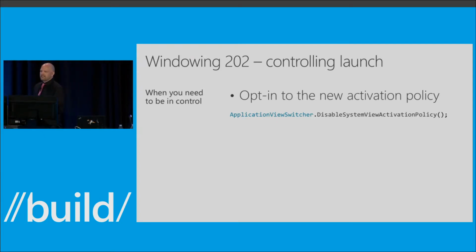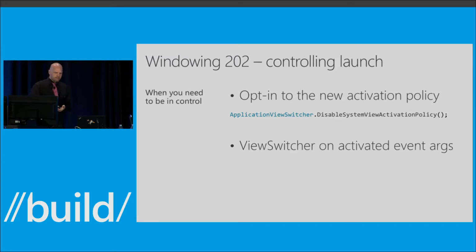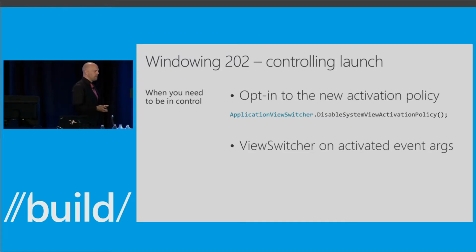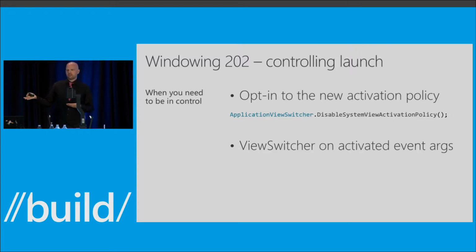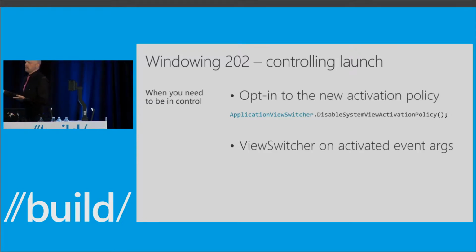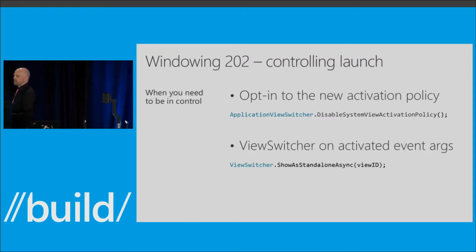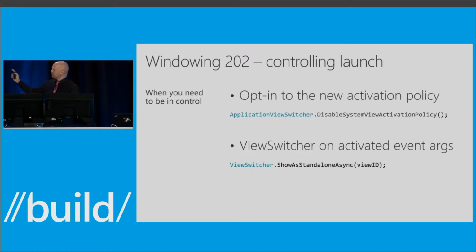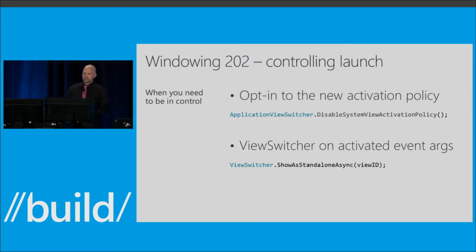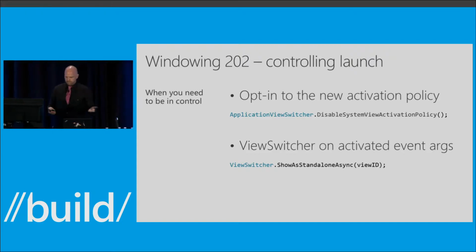And the view switcher that you use to switch between these views is slightly different than the one that you use for non-activations. So on each activated event args that supports this, you will get an activation view switcher that you can call show standalone views for. There's a couple of more options you can give to it other than just a view ID. You can do things like setting preferred launch sizes and transitions, things like that. But it's pretty much just giving you this option.